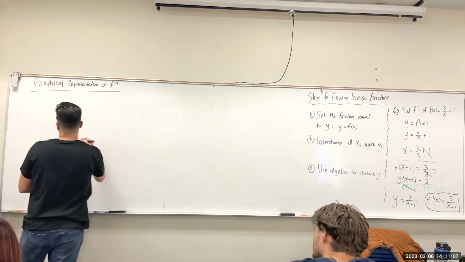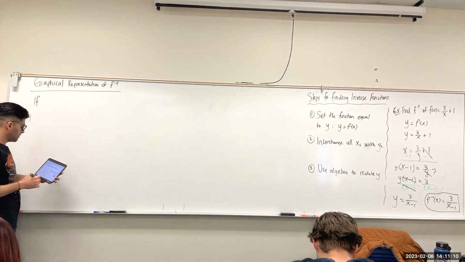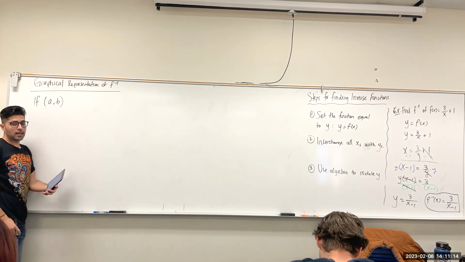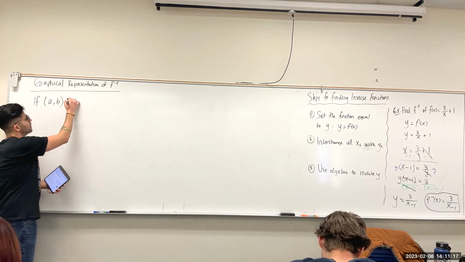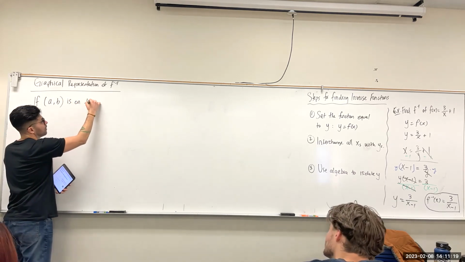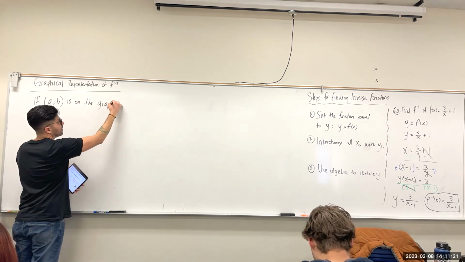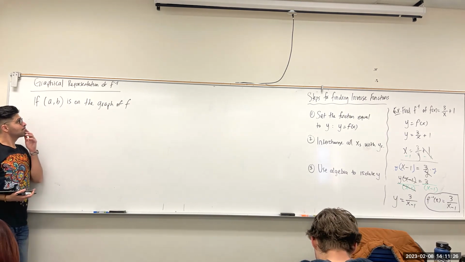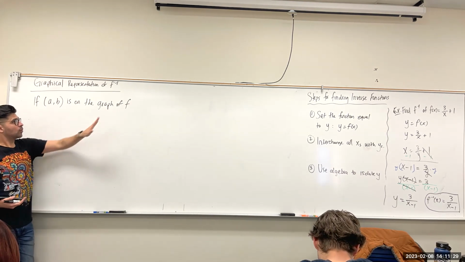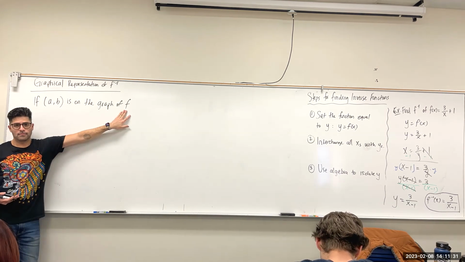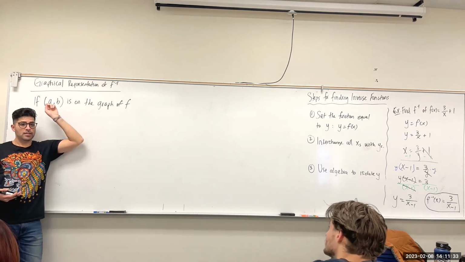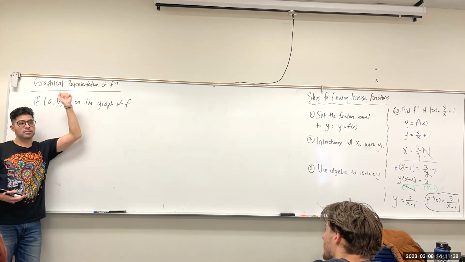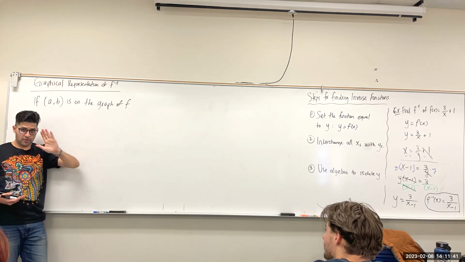Okay. So here, you're gonna help me complete this statement. If I tell you that the point A comma B is on the graph of F, what are you inputting into F? If this point lies on the graph, you input A and it outputs B, right? That's what it means for it to be on the graph.